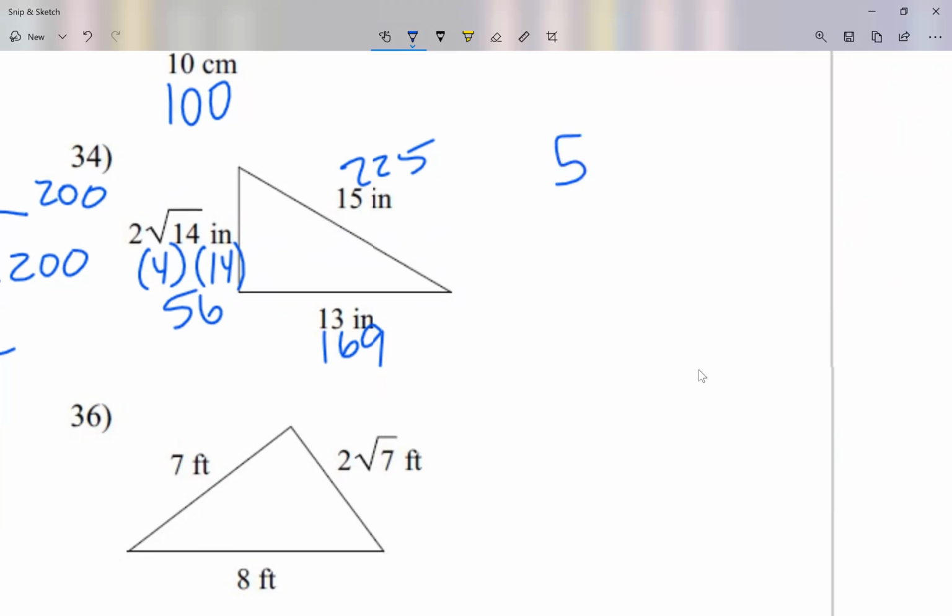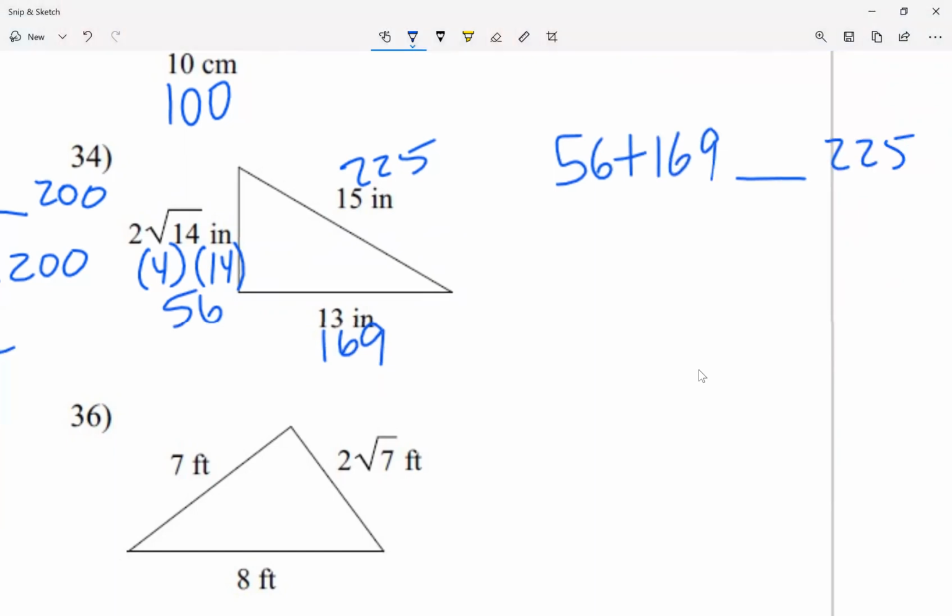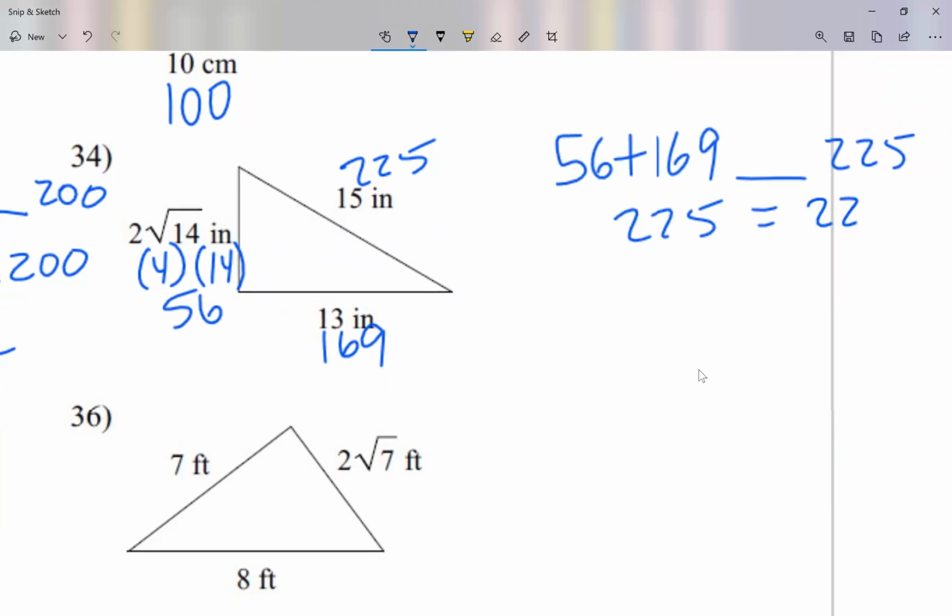Let's see, 56 plus 169. I'm adding the two small numbers. I don't know if it's equal or not, so let me leave a space. 225. Now 56 plus 169 is 225. Oh, so I did get an equal sign. So 225 is equal to 225. According to our formula, this is a right triangle.